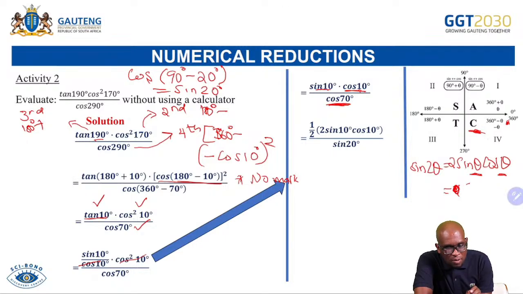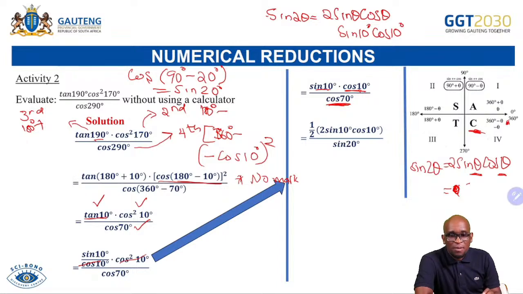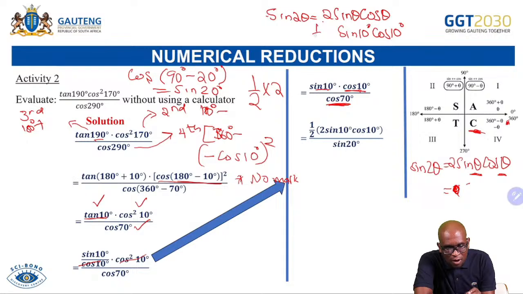Remember I have sine of 2 theta, which is 2 sine theta cos theta. But in my case, I have sine 10 cos 10. So what am I missing? I'm missing the 2 here. So what am I going to do? I'm going to introduce it strategically by taking half times 2. Now you can see that this looks exactly like that one.